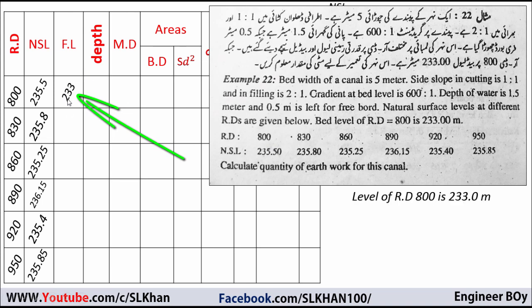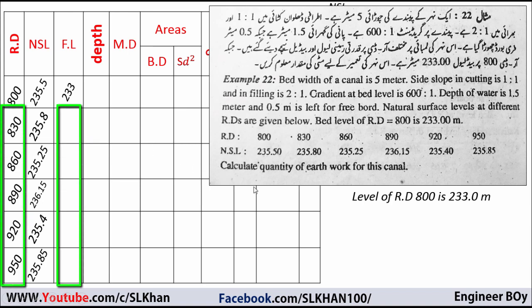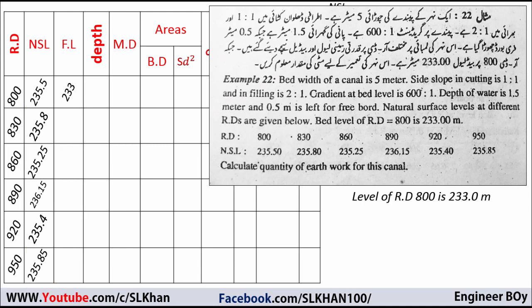Next we have to calculate the FL, or formation level, for all the other RDs. If we need to calculate the cut and fill quantities, we of course need the area, and for area we need the depth at each RD. That's why we need the FL of each RD. So we're going to calculate the formation level of the remaining RDs. The only thing I'm going to do here is calculate the fall in bed for each 30-meter interval, which is the interval, 30 meters as given, divided by the bed slope. The bed slope is also given here in the form of a gradient.